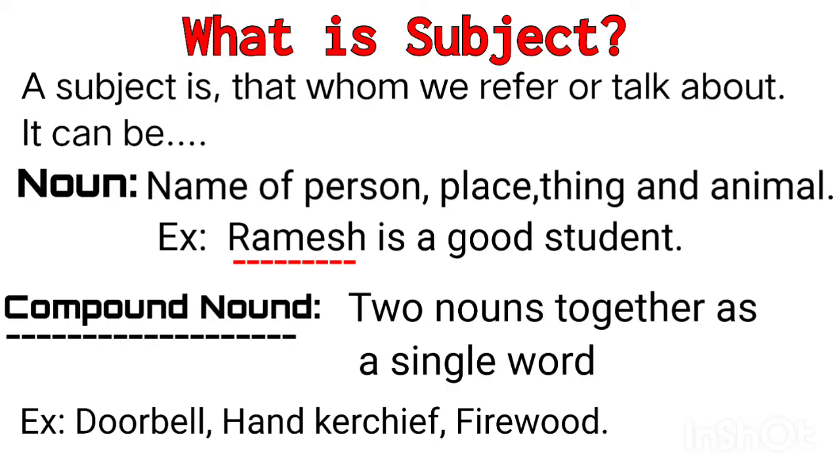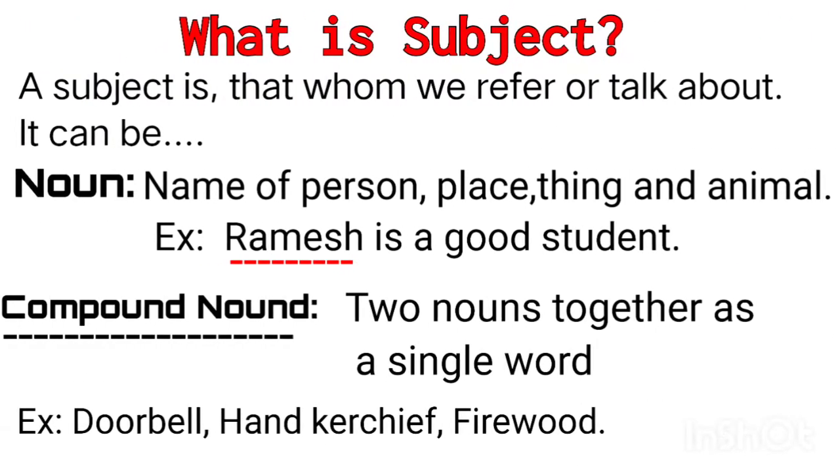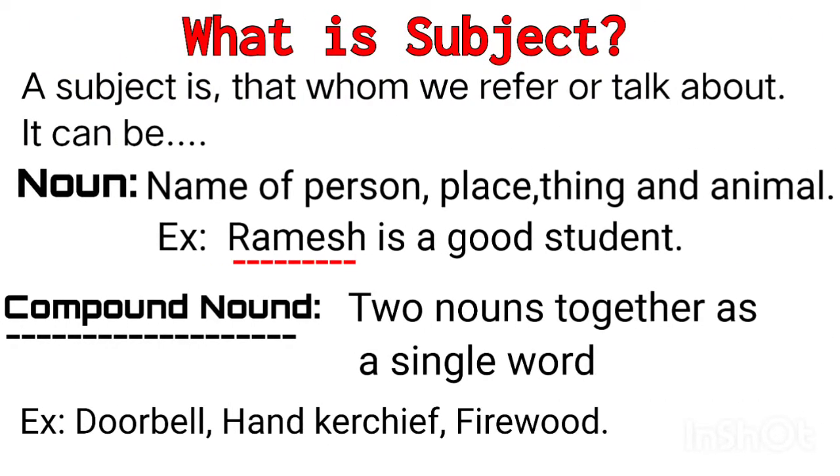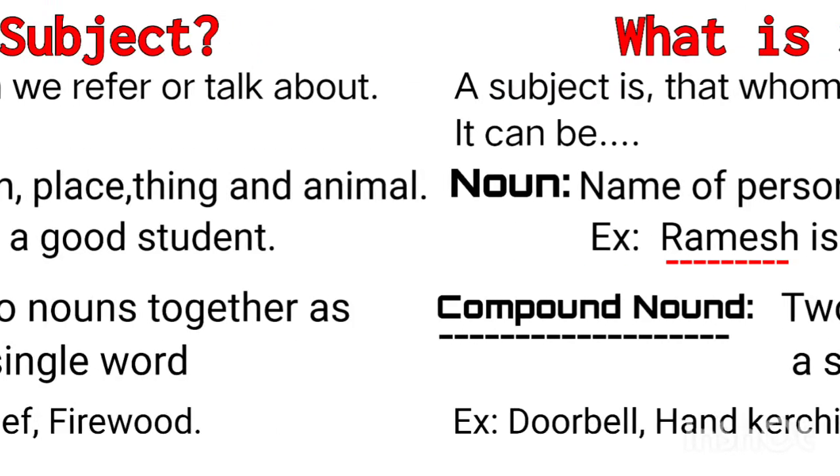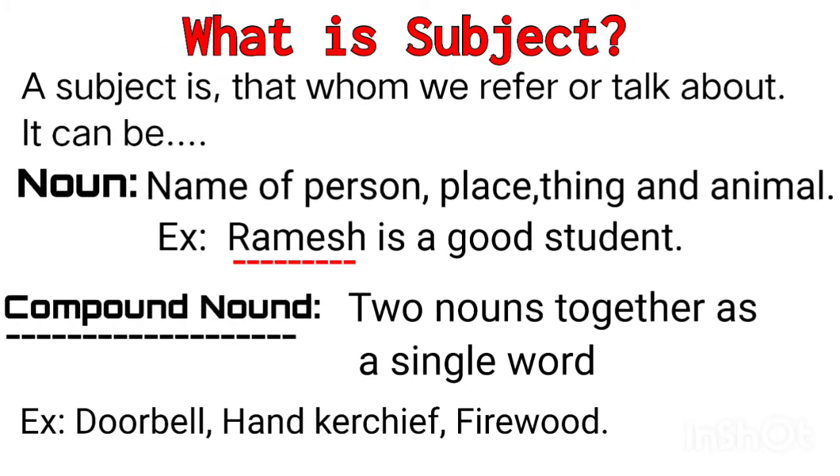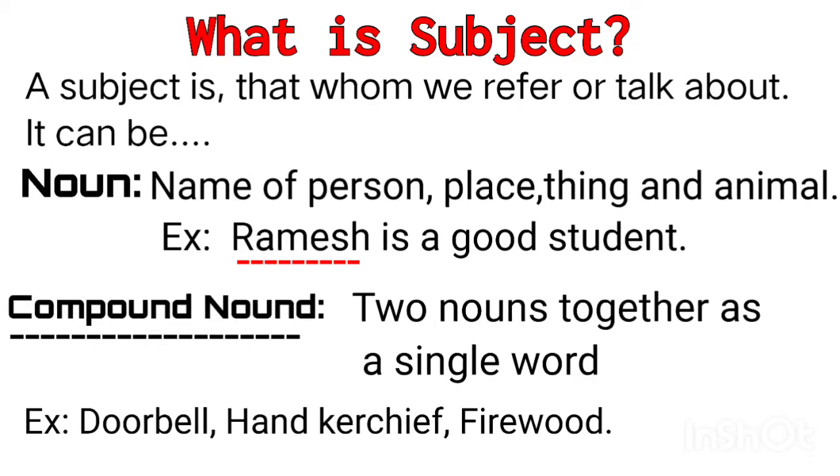Now coming to compound noun. Compound noun is nothing but two nouns together that we use as a single word, as a noun again. So compound noun: doorbell, handkerchief, firewood. We use these two words together as a single word in place of subject.